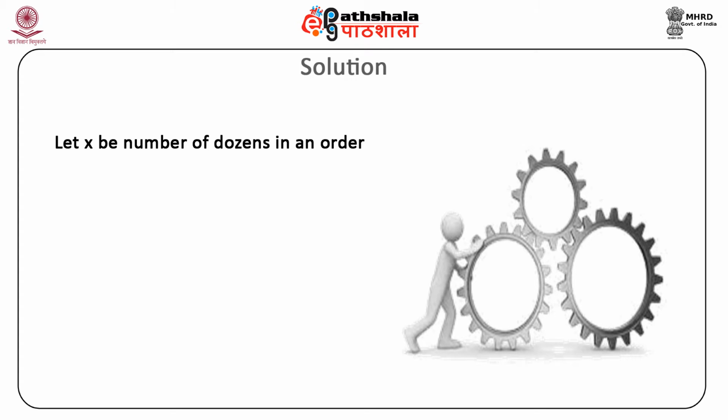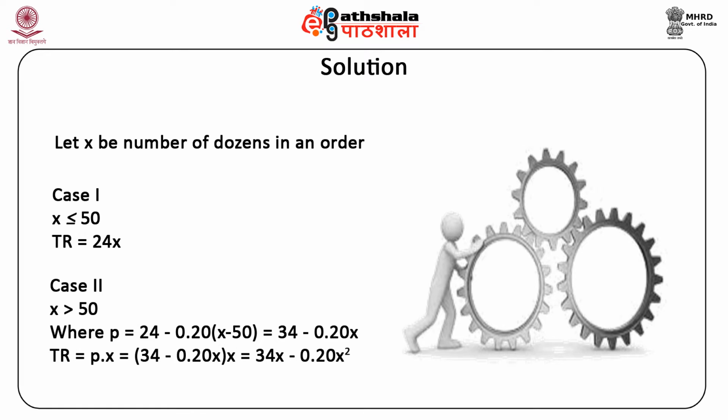Let x be the number of dozens in an order. When x is less than or equal to 50, total revenue is 24 into x. When x is greater than 50, the price charged per dozen is given by P equals 24 minus 0.2 into (x minus 50). This is equal to 34 minus 0.2x.